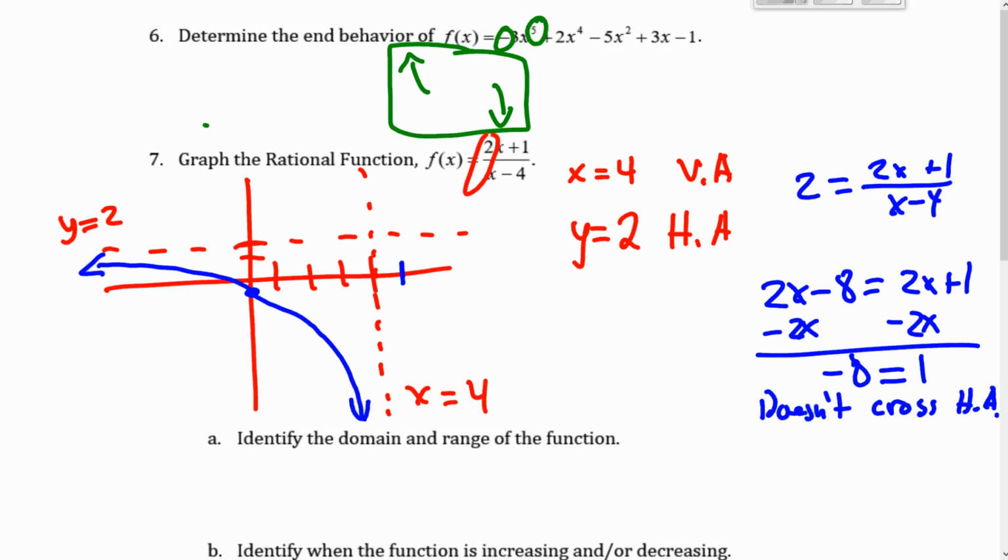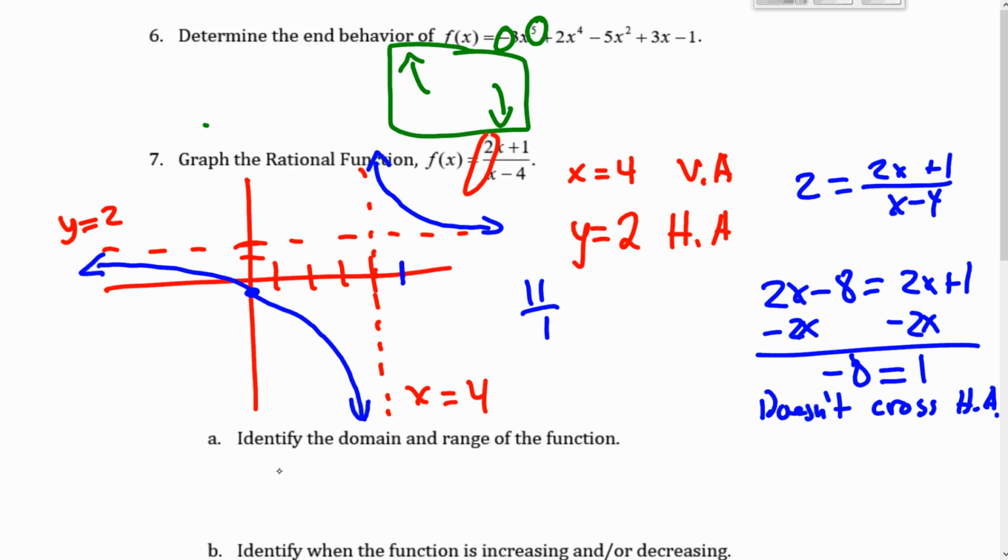So how about 5? I want to plug in 5. So I get 10, so I get 11. 11 over 1, so I get 11. So it's way up here. So that means it's going to approach the vertical asymptote. Maybe I should just graph it down here. Let's just say it's down here. I'm going to approach that vertical asymptote, and then I'm going to approach the horizontal. Okay, so there's my graph.